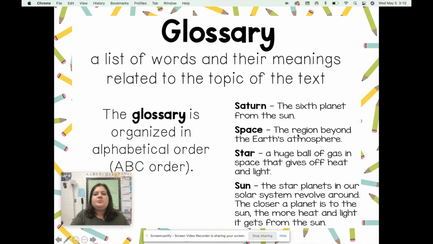And these bold words right here, Saturn, are actually bold print words. If I were to go to the section of the book that talked about Saturn, I would notice Saturn is in bold print. That means if the book has a glossary, I will be able to look up the meaning of that word.